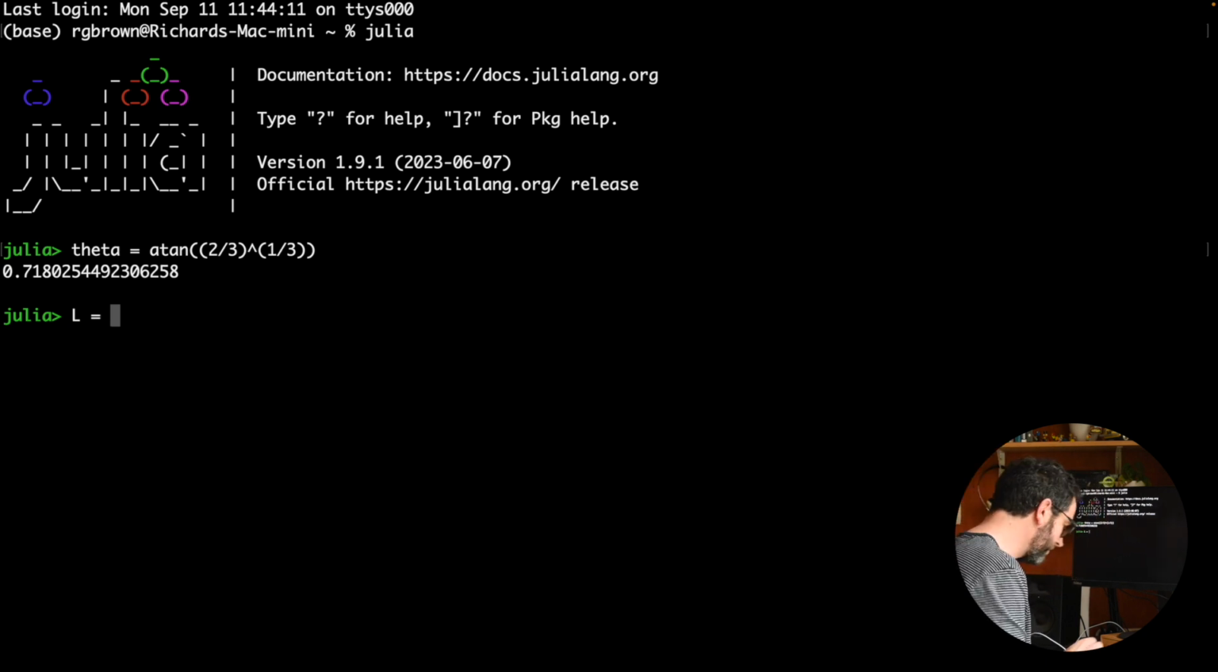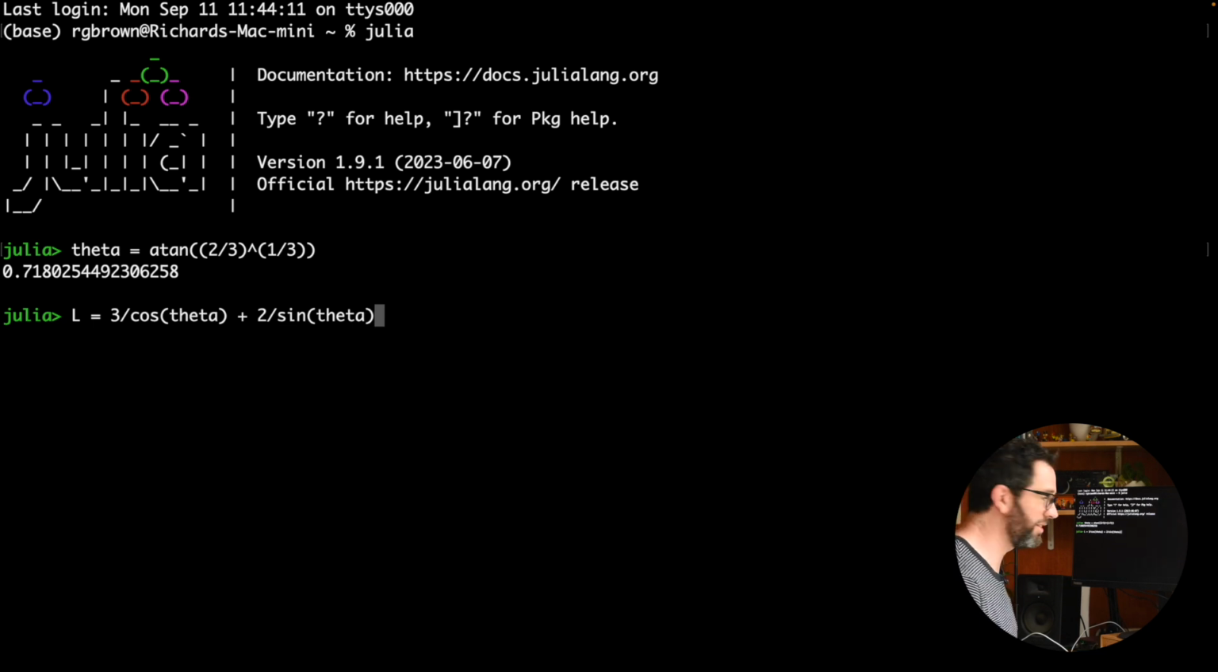3 over cosine theta plus 2 over sine theta. And hopefully that will give us a number that fits in with our problem. Let's have a look. It tells me that my length L is 7.0234.